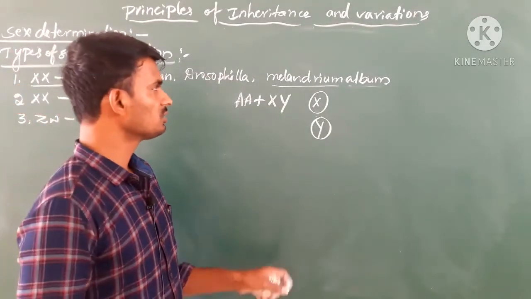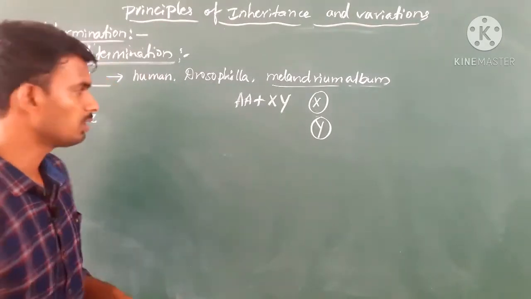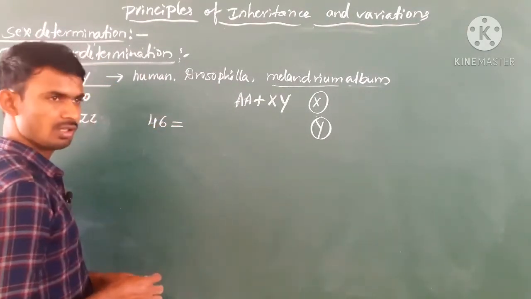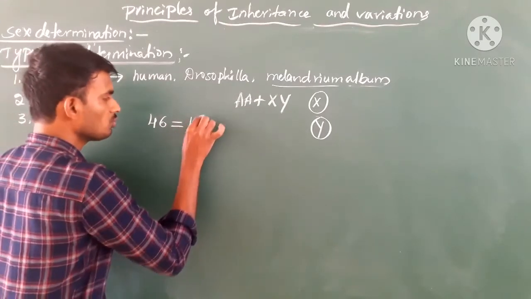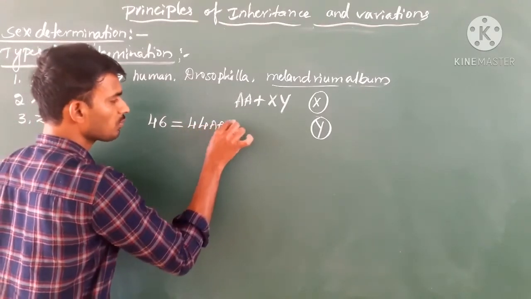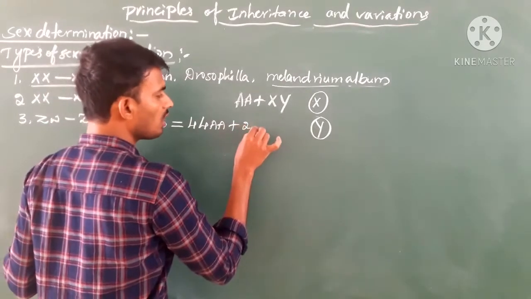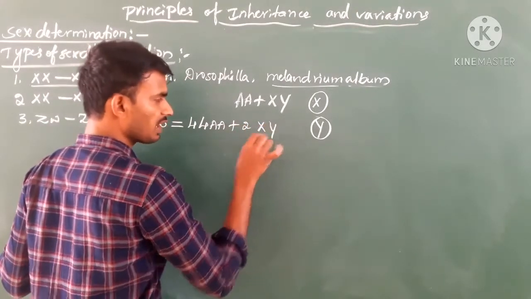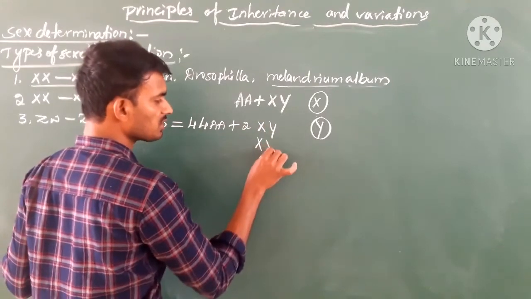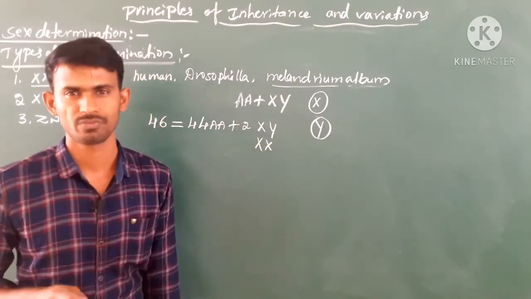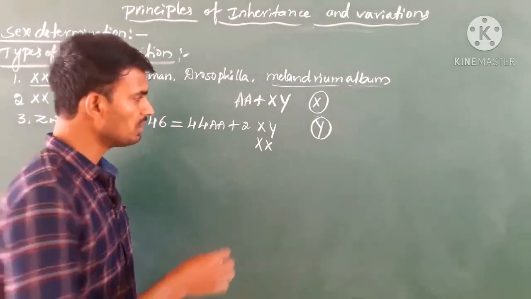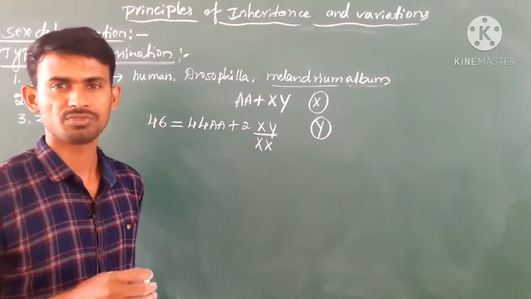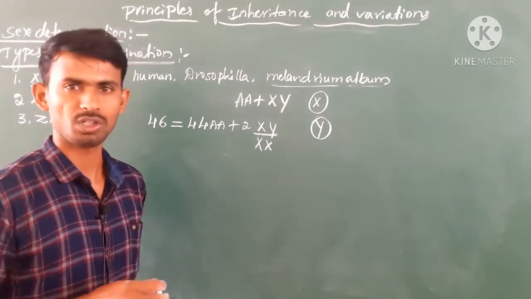Observe here, in human beings, 46 chromosomes are present, out of which 44 are autosomes and 2 are allosomes. In males, an XY pattern is present, and in females, an XX pattern. Males are the heterogametic condition. Generally, they may ask one more question: what is heterogametic?